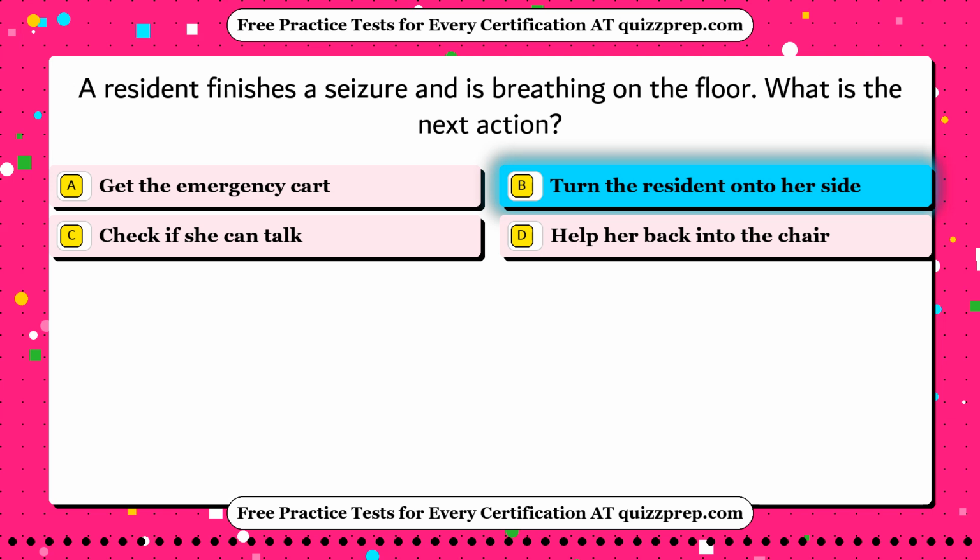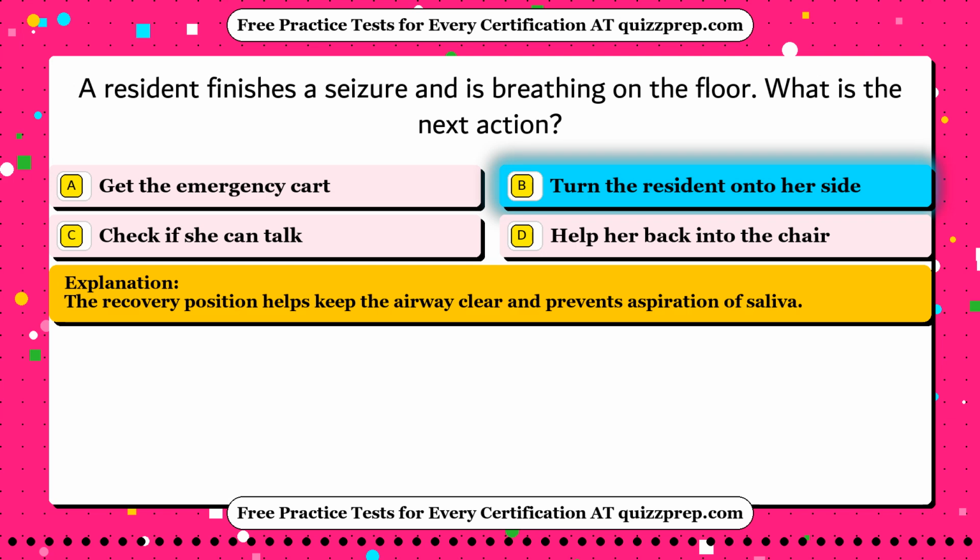The correct answer is option B, turn the resident onto her side. The recovery position helps keep the airway clear and prevents aspiration of saliva.